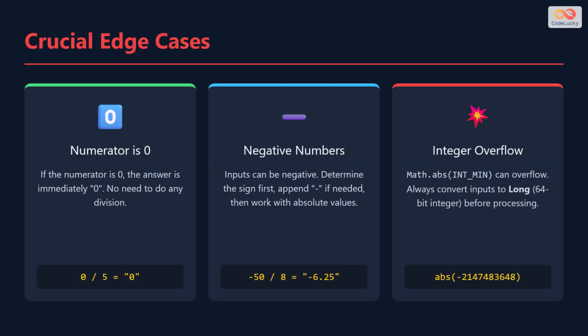There are some tricky edge cases to watch out for. First, if the numerator is 0, the answer is just 0. Second, the inputs can be negative, so we need to handle the signs separately and work with absolute values. Finally, be very careful with integer overflow. The absolute value of the smallest integer can exceed the limit of a standard integer variable, so we should convert our inputs to long or 64-bit integers before processing.